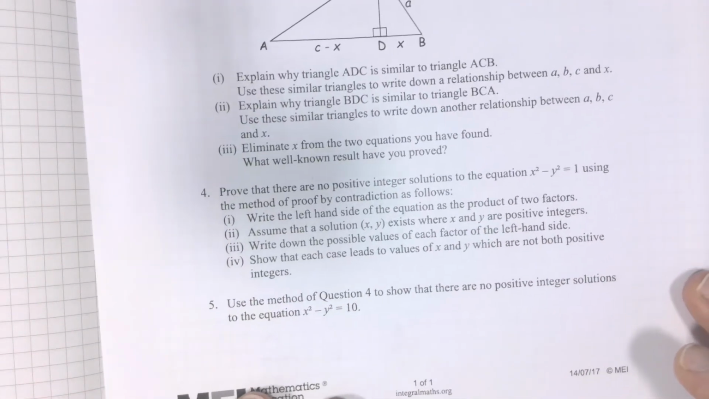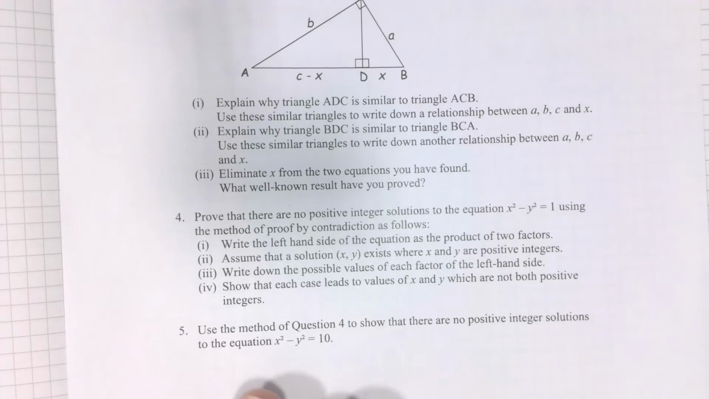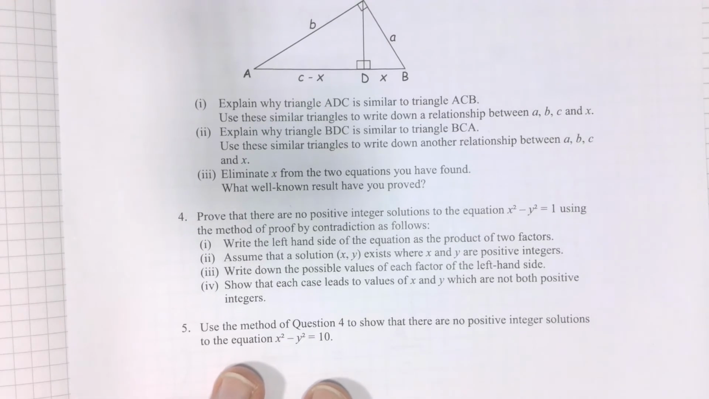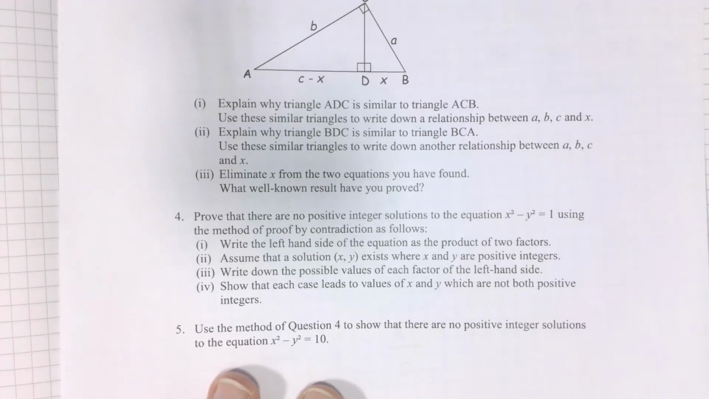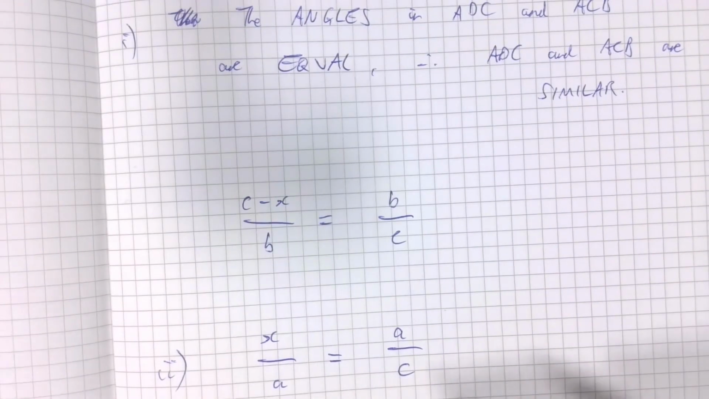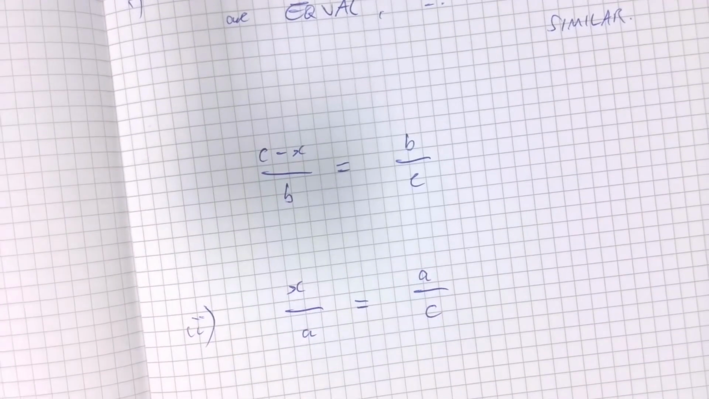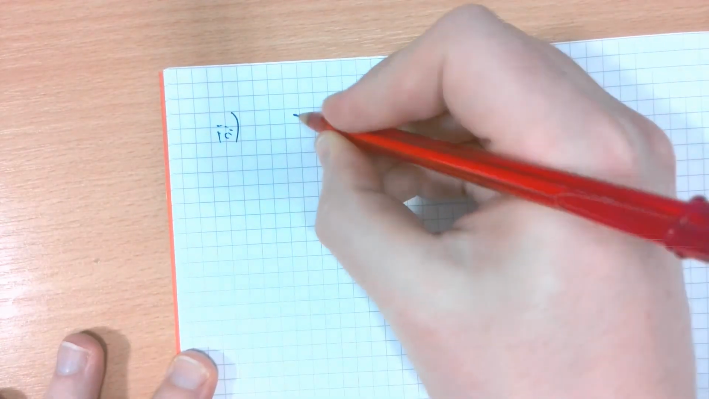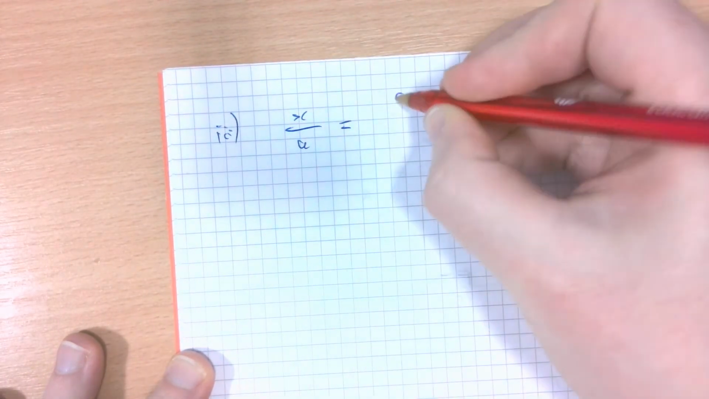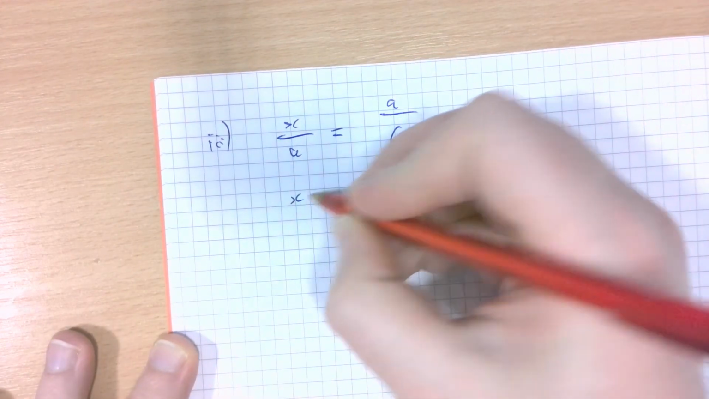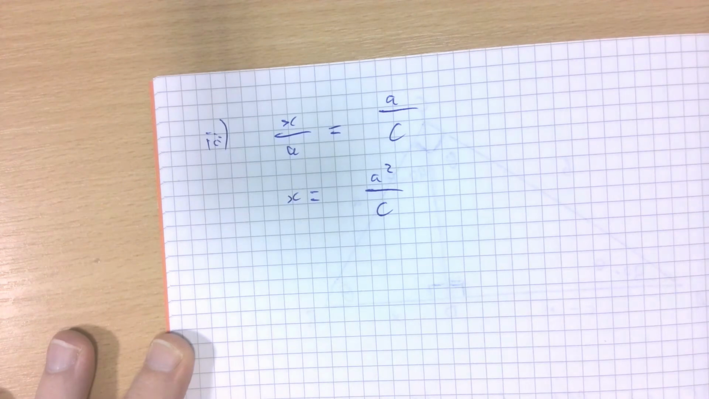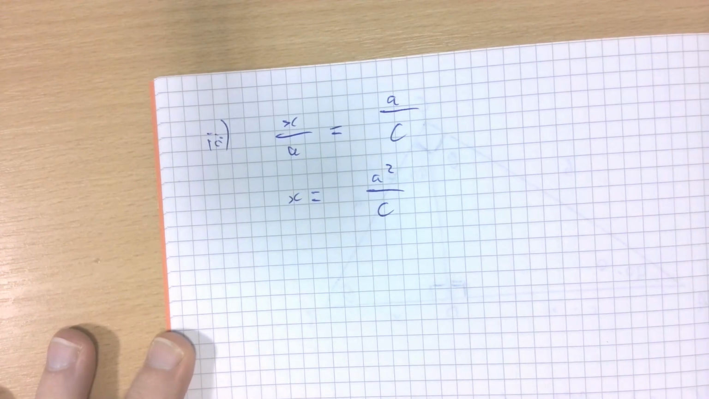Eliminate x from the two equations you have found. What well-known result have you proved? I'm pretty sure you can start figuring out what's going on here. Okay, if I take my second equation here, in fact, let me make some more space up here. So part 3. If x over a equals a over c, that means x equals a squared over c.